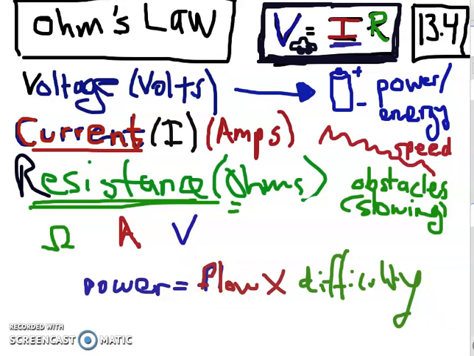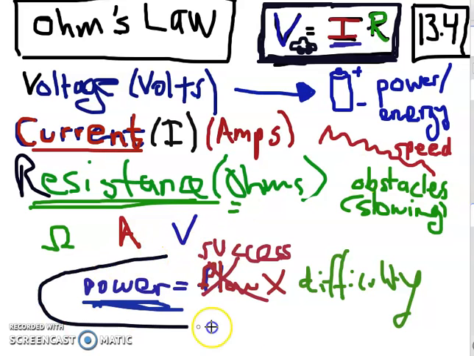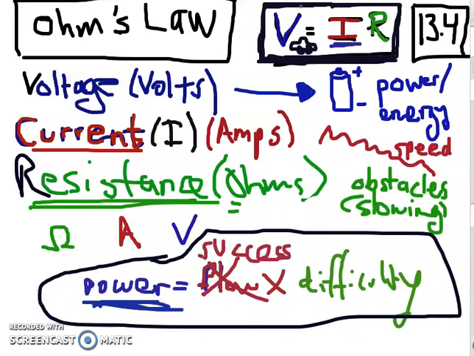Okay, so maybe instead of flow, we could even say success or something like that. If you think of trying to successfully have electrons flow, how powerful something is, let's say how powerful a battery is, how successfully it gets things to flow, times how hard it is to get the electrons to flow. I feel like this is a useful way to remember things. This is how the car veers.